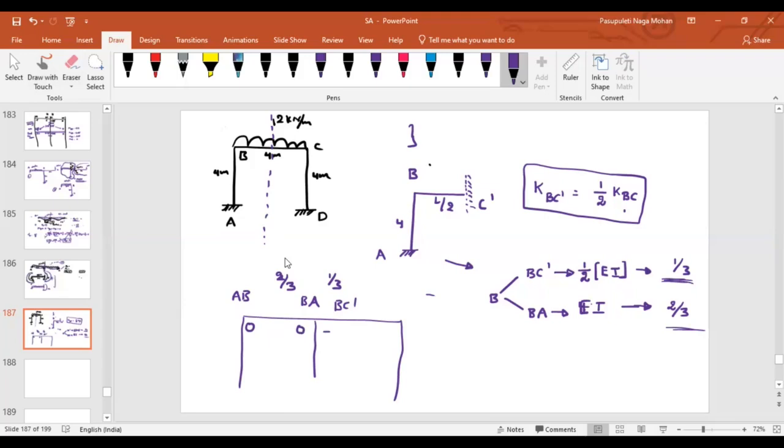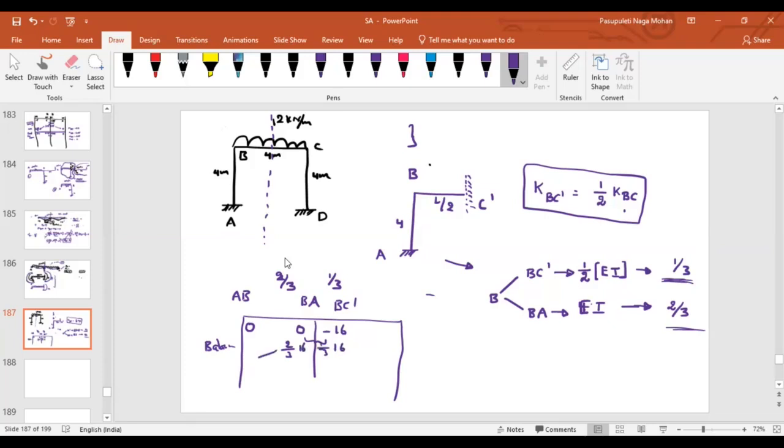What are the fixed moments towards C at B? The fixed moments? Sir, minus 16, right? Now, whatever the correction we should apply here, minus 16, or plus whatever the magnitude, that 16. Plus 16 into 2 by 3, how much? I'll say 2/3 of 16, 10.66, sir. I'll say 1/3 of 16, right?